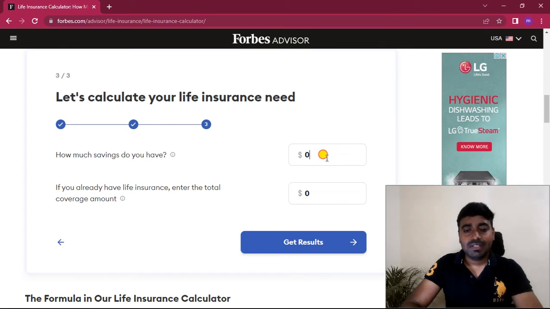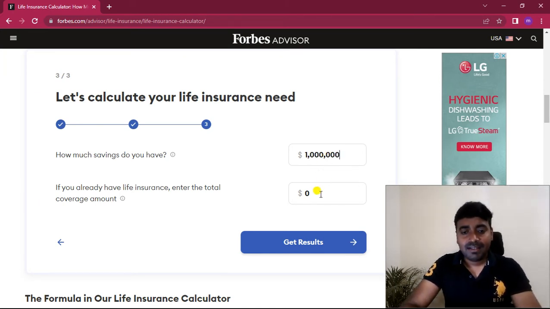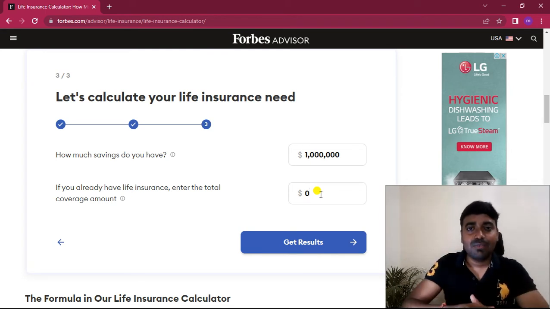The next question it will ask is how much saving do you have. In our assumption we are taking 10 lakhs of saving. And the next question, if you already have a life insurance, enter the total coverage amount. Our assumption is that we don't have any life insurance. This is the first time we're taking life insurance, due to that, I'm just keeping it blank.